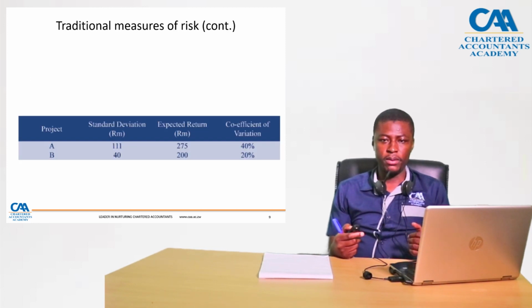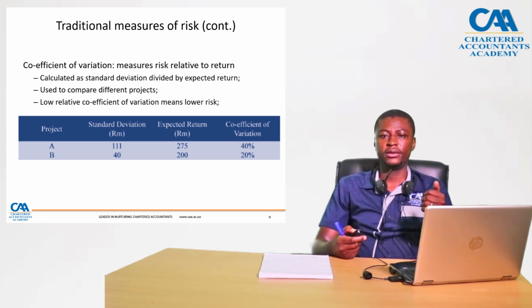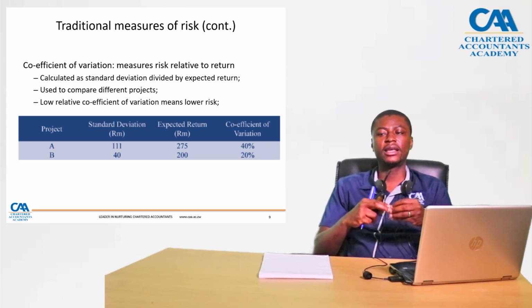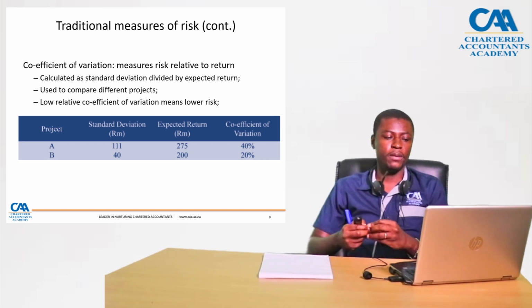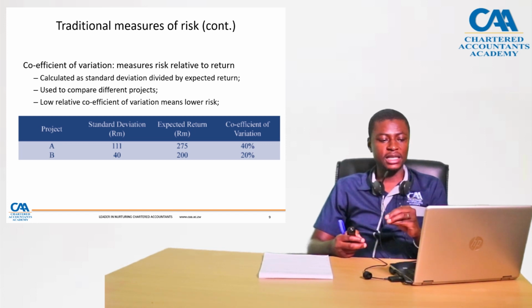So to address this problem, we make use of the coefficient of variation. What does this measure? It measures the risk relative to the return on the project. From a calculation perspective, the coefficient of variation is equal to the standard deviation divided by the return.